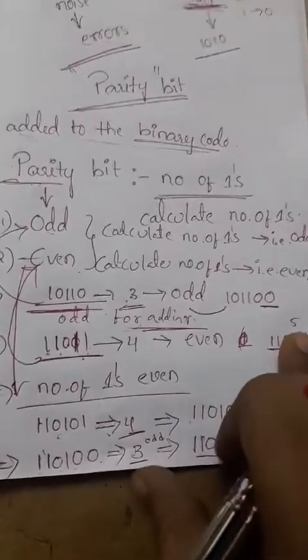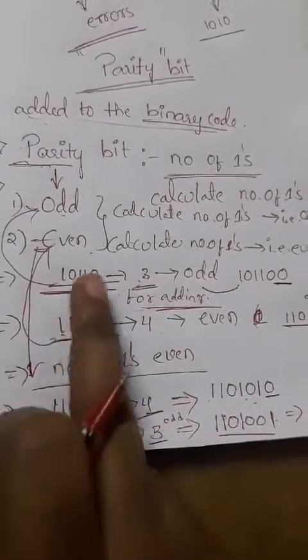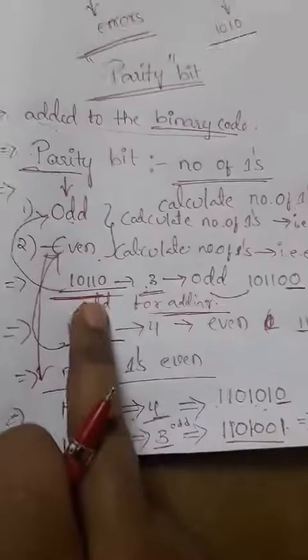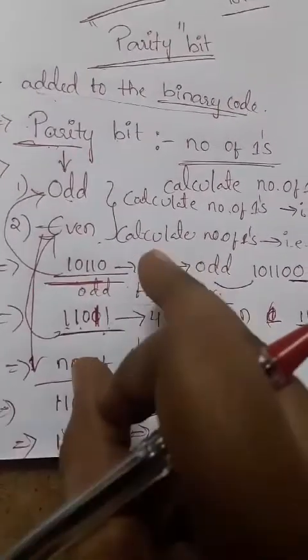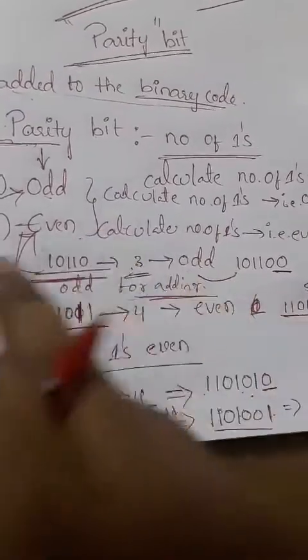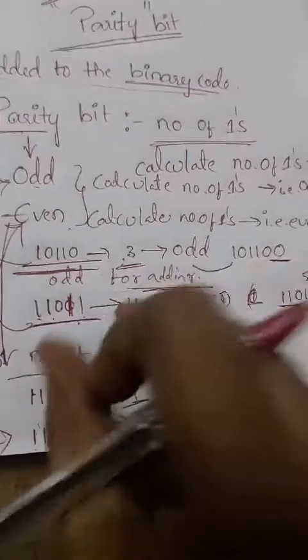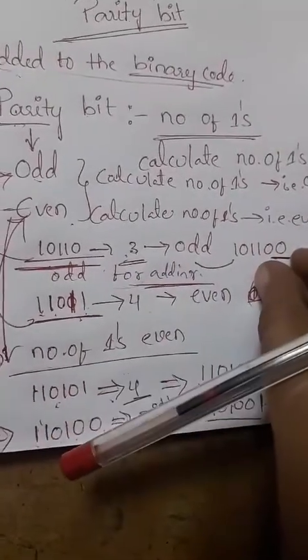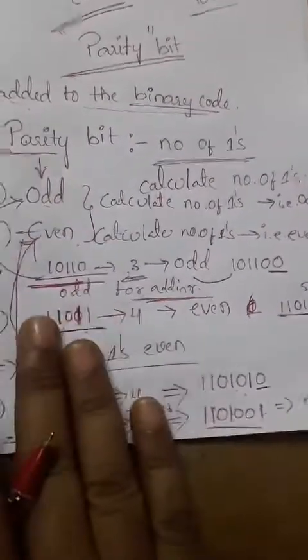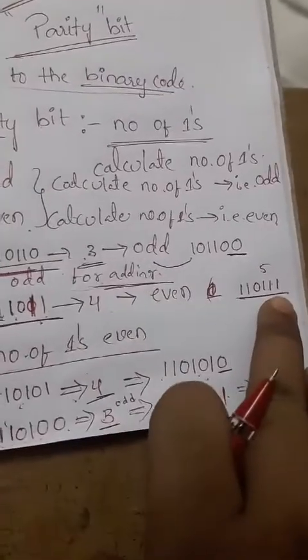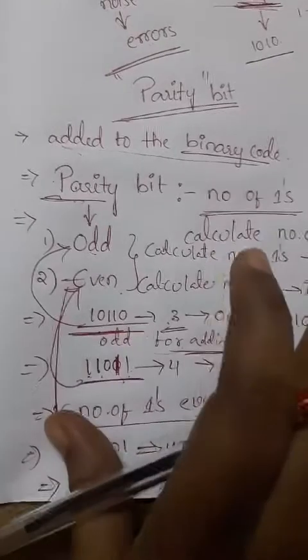Otherwise, whatever binary code we have, just count it, and if the number of ones is odd, we can directly say it is odd parity, so there is no need to add anything, just add a 0. With respect to that parity, you add 0. If it is not that parity, you add 1. So that belongs to the even parity and odd parity.